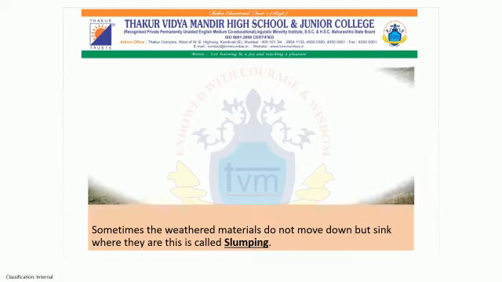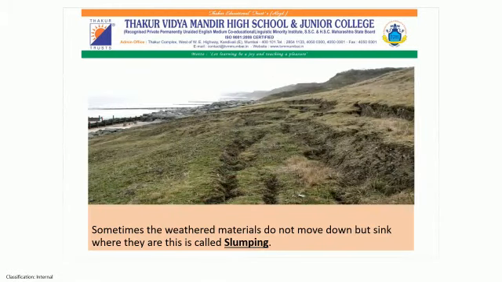Rapid mass movements also lead to slumping. Sometimes the weathered materials do not move down but sink in situ. This is called slumping. A slump is a form of mass wasting that occurs when a coherent mass of loosely consolidated materials or a rock layer moves a short distance down a slope. Movement is characterized by sliding along a concave upward surface.